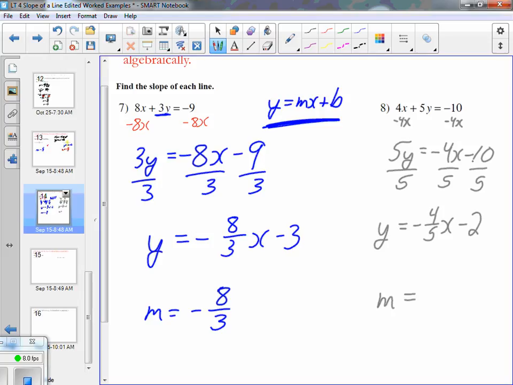What's the slope of this line? Negative 4/5. Now, when what we're supposed to do is find the slope, if I mess up right there, can I still get the right slope? Yeah. Okay? So don't get discouraged if you mess up there. You're still going to get the correct slope. So far, so good?